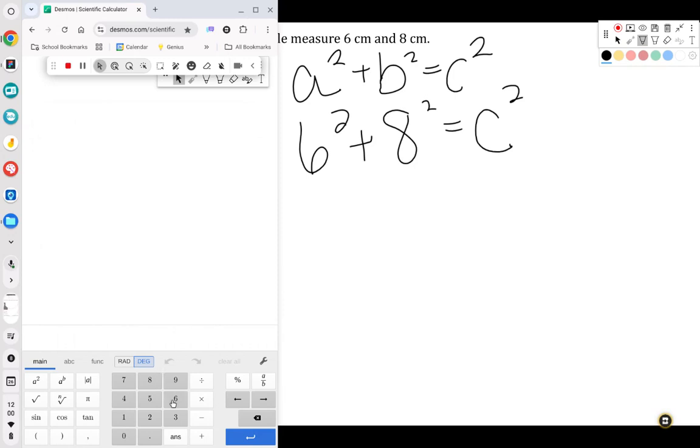So what I'm going to do is 6, and then the squared button is here, a to the second. It's not going to do an a. It's just showing you that it's squared. And then we're going to do plus 8 squared. Since this is Desmos, it can handle this. It's a really great calculator.